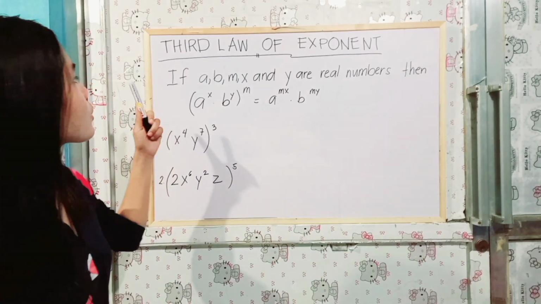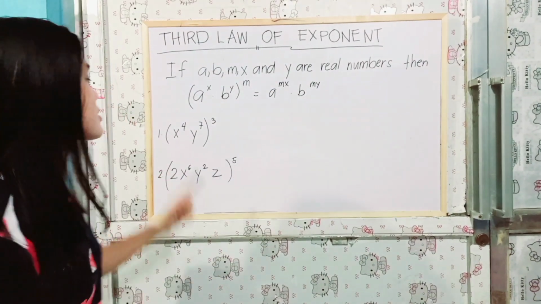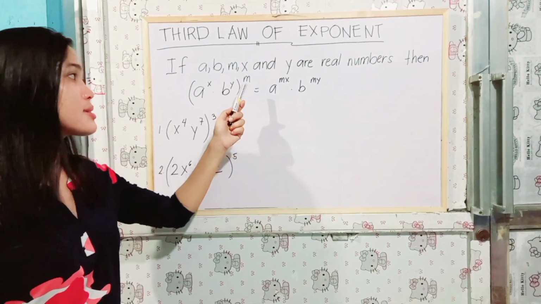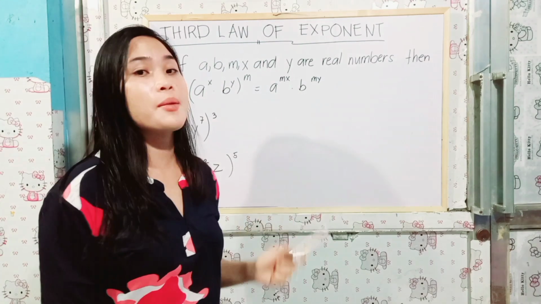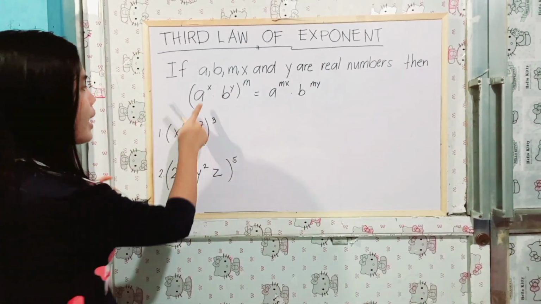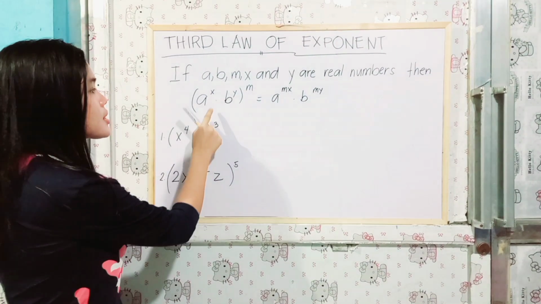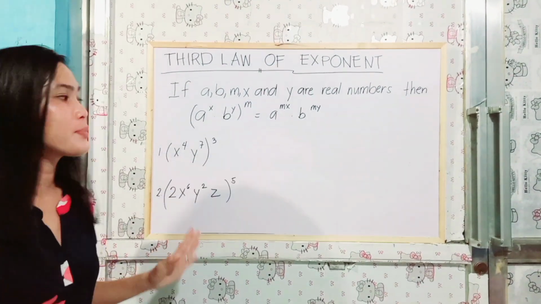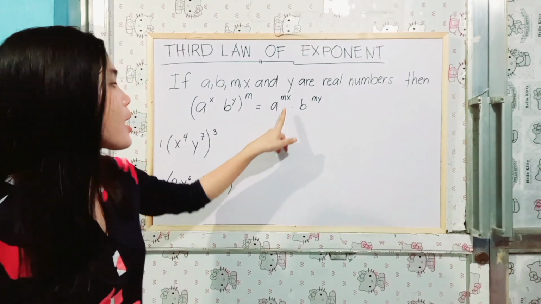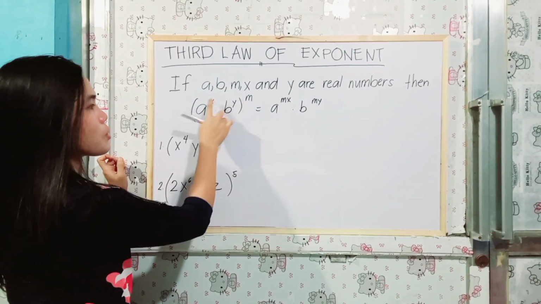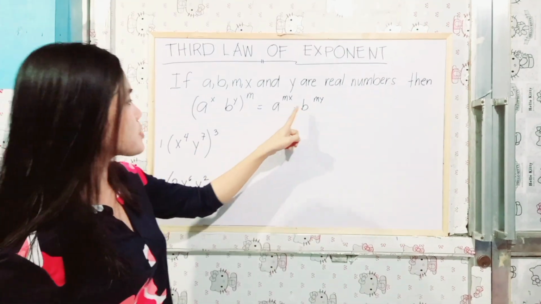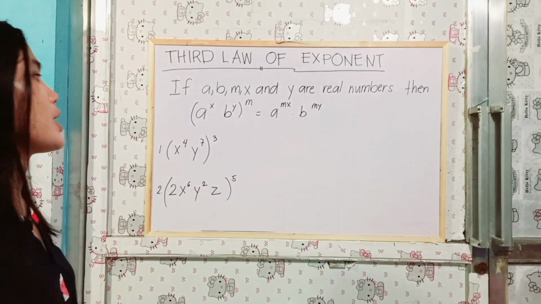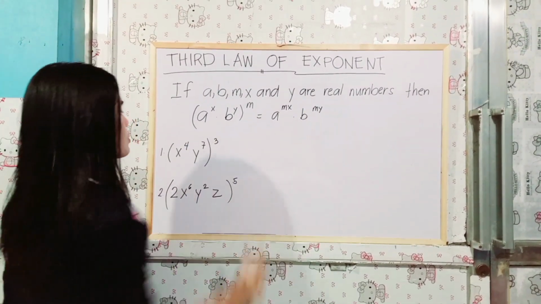So, the corollary to the third law of exponent says if a, b, m, x, and y are real numbers, then (a^x b^y)^m is equal to a^(mx) times b^(my). So multiply the exponent. So we will apply this rule.